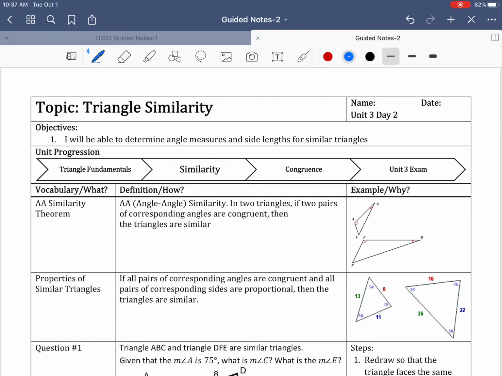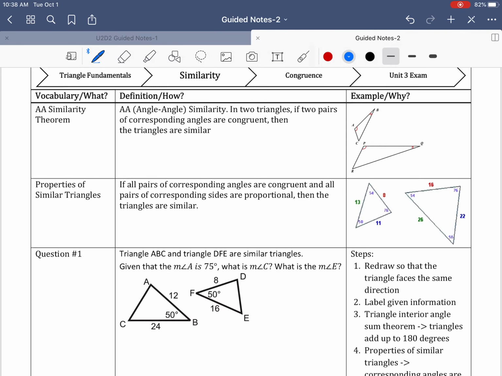Hey guys, welcome back. Now we're on Unit 3, Day 2, Triangle Similarity. Our objective is, I'll be able to determine angle measures and side lengths for similar triangles.